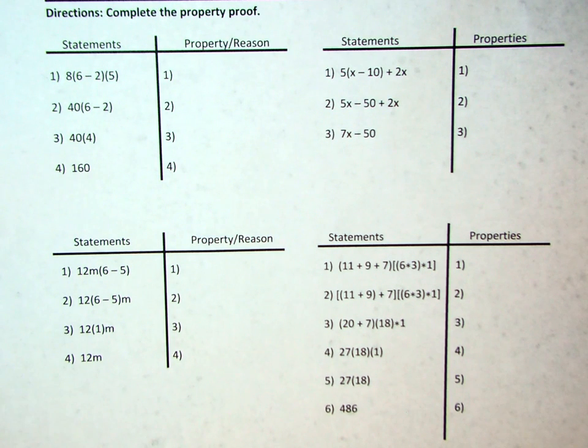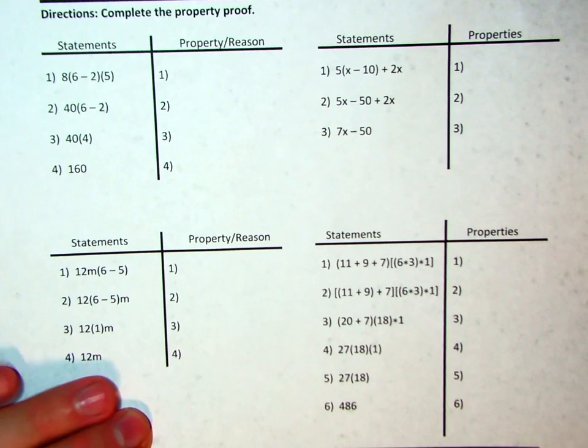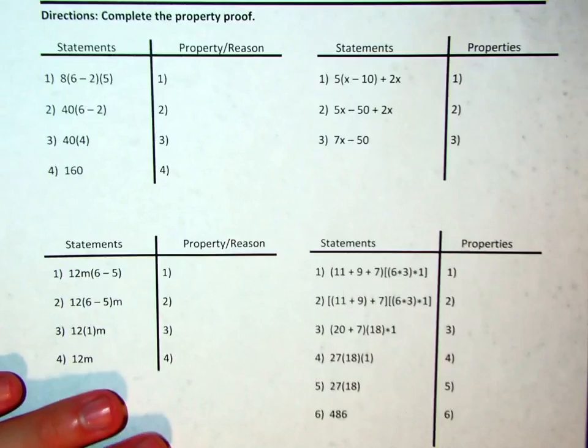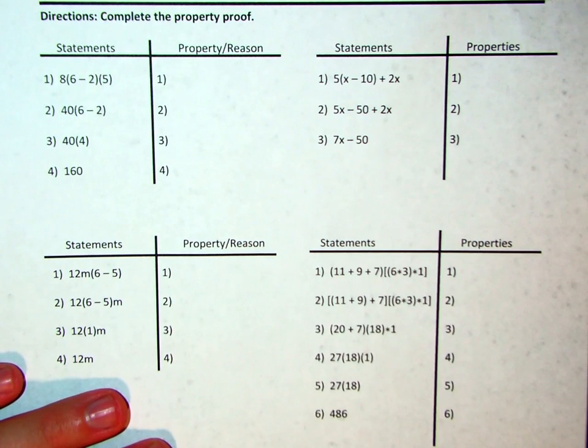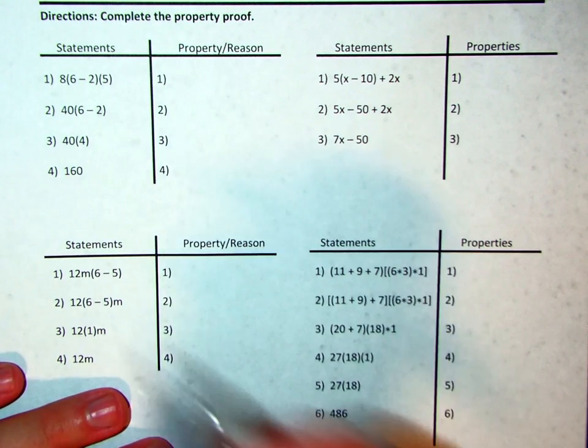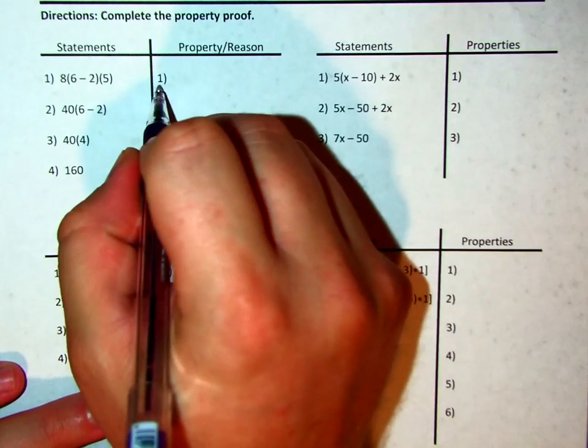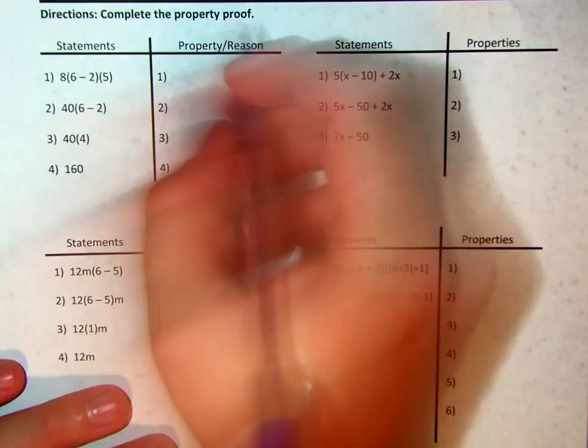Our focus today in class was understanding a property proof. And so for homework you had a couple of property proofs that needed to be completed. And so we're going to look briefly at number 1 just so that we can get a reminder of how a property proof was to be done. And as you were told in class, the first reason for any proof is always going to be a given.